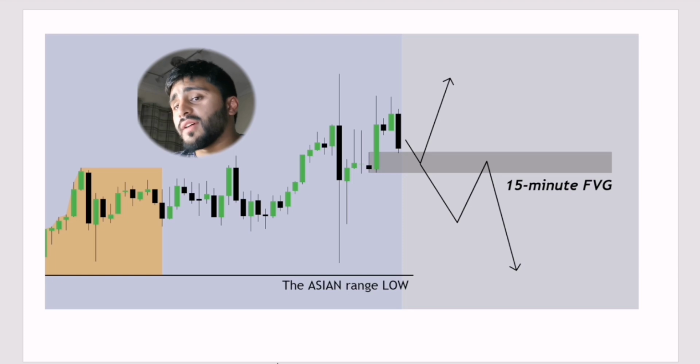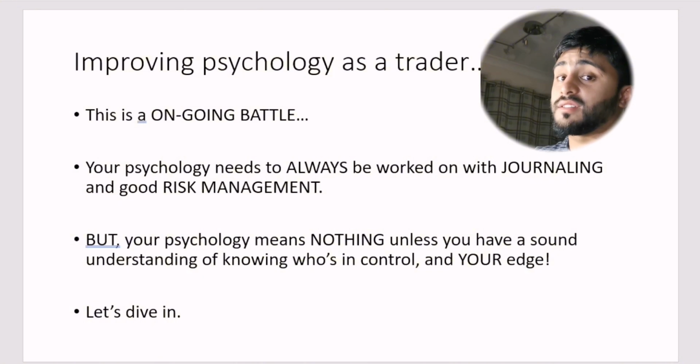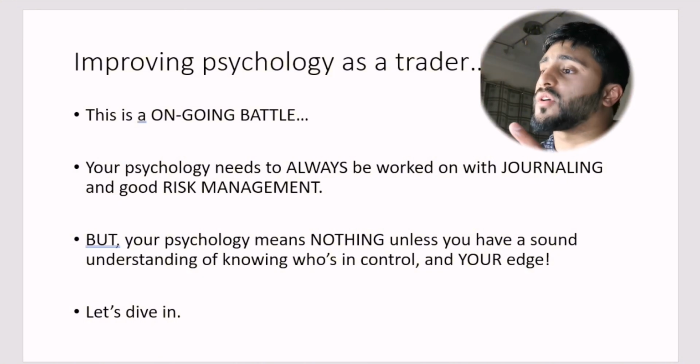We have a 15-minute fair value gap. We can see the Asian range hasn't been swept in the London session. So at a 15-minute fair value gap, price can either go up or go down. And this is where the order flow becomes very important, right?